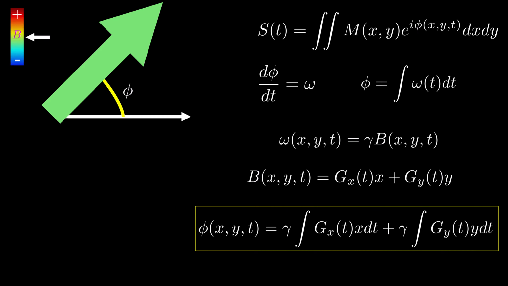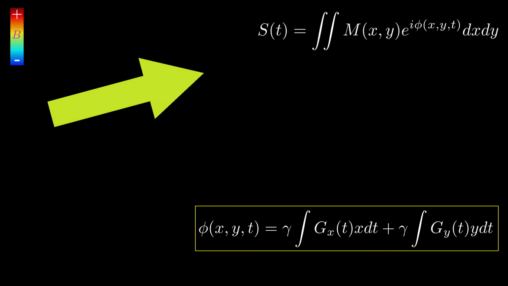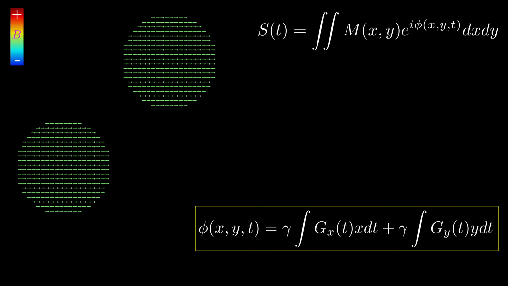The magic here is that we control the gradients gx and gy, and thus we control phi, and e to the i phi becomes a known in the signal equation. So, we measure S, we know phi, and we solve for m. Does S look like a Fourier transform now? Yes, it is. Phi is a linear function of x and y, and so our signal S is indeed a Fourier transform of m sub xy.